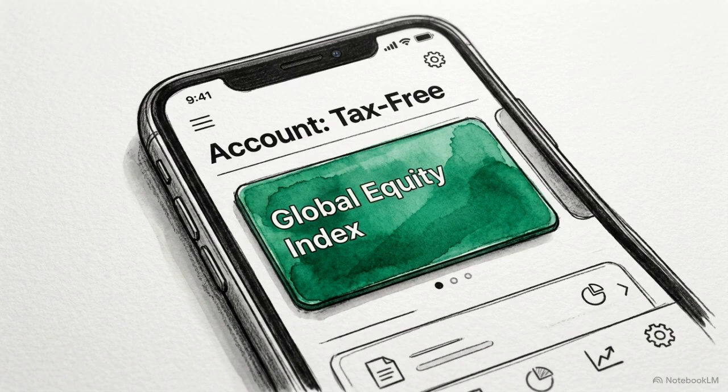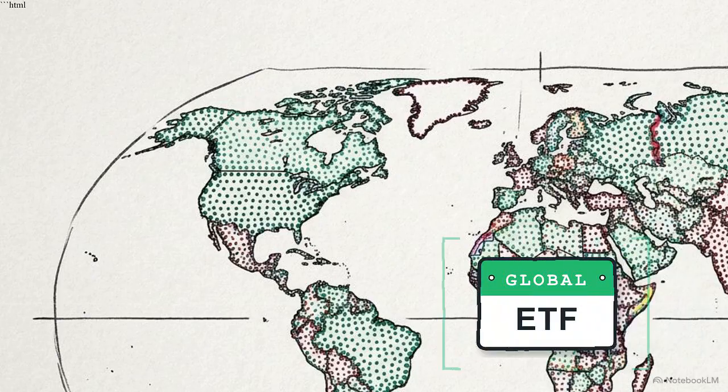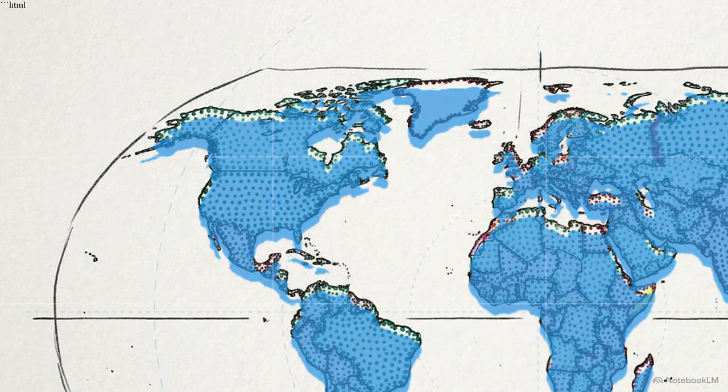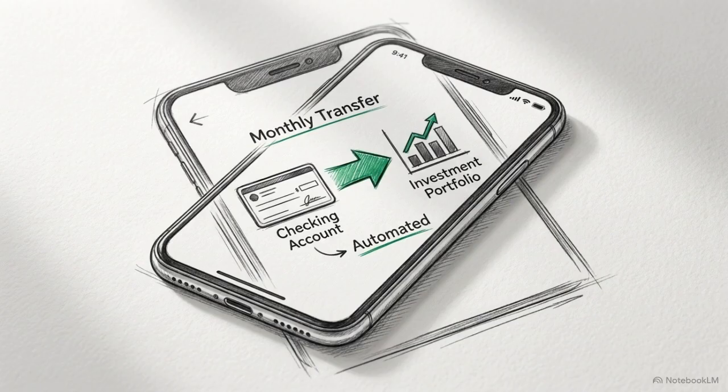You open a tax-advantaged account, like a PEA in France, and purchase a globally diversified product, such as an MSCI World ETF. This single asset instantly spreads your capital across hundreds of the world's largest companies. To execute this, you apply dollar cost averaging.